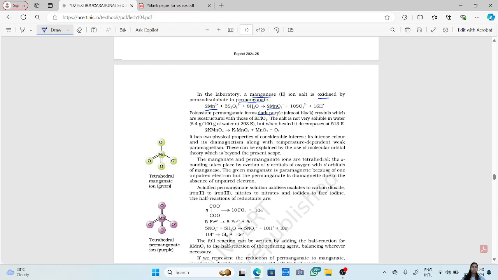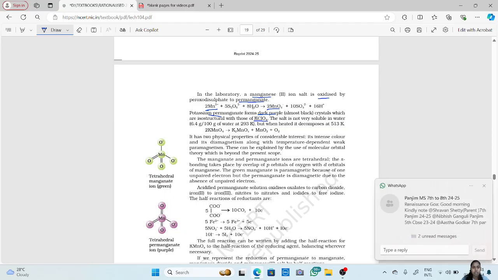Now potassium permanganate forms a dark purple solution, almost black. If you take a little and see, it will be a dark purple color. But if you fill a beaker with potassium permanganate solution, it is a dark purple and it almost looks black in color. A crystal will form if you evaporate the solution. Dark purple to almost black crystals will be obtained, which are isostructural with those of KClO4. So KClO4 is another compound, and these crystals of KMnO4 resemble it.